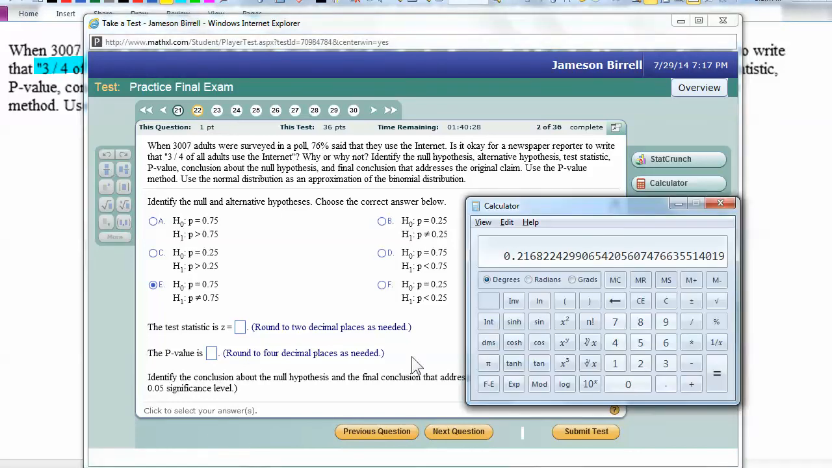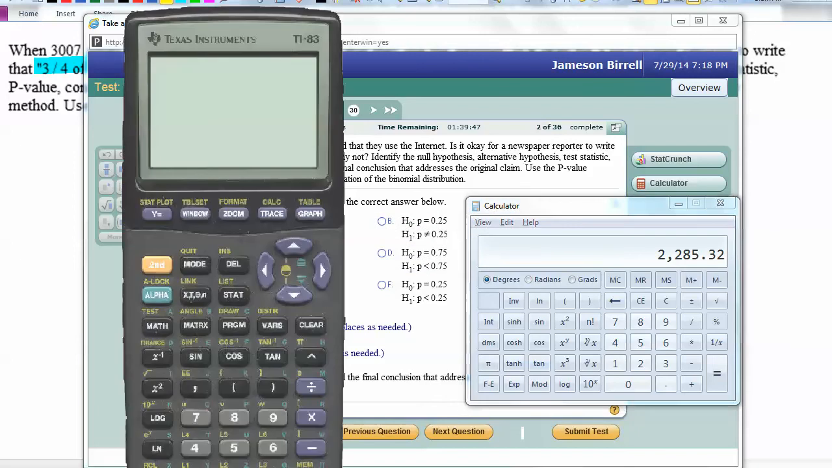And what I mean by that is they did tell us what n is, right? But they didn't tell us what x is. But they said that 76% of that survey said they use the internet. So what is 76% of 3007? If it's a nice integer, I can use the calculator for this. It's not. So I could still do it, but I'd have to be faking, because the algorithm in the calculator is written to be able to take x specifically. I could talk all day about it, but let me just show you.